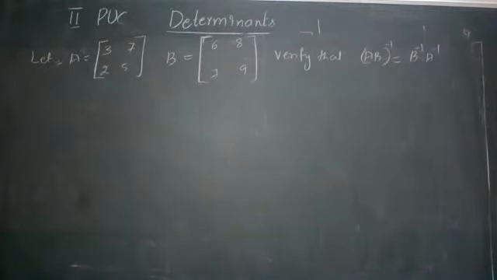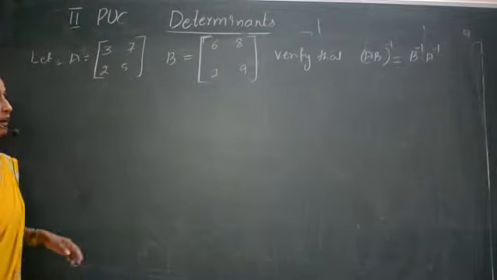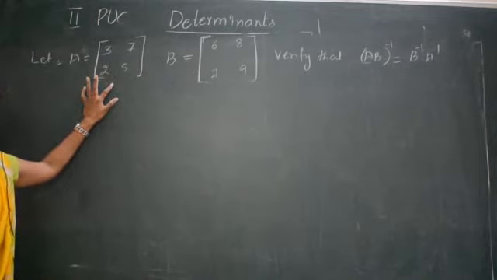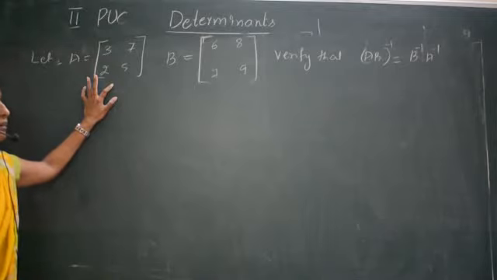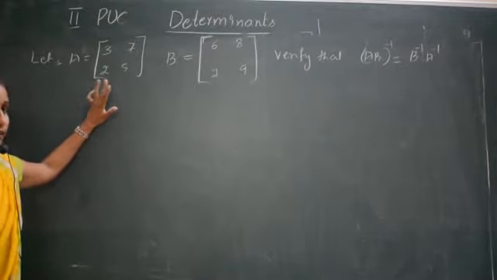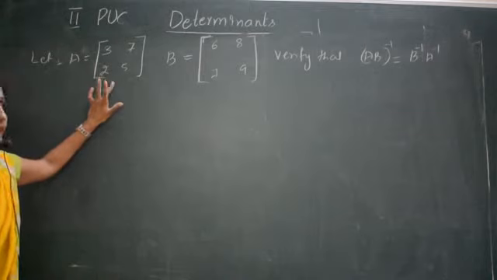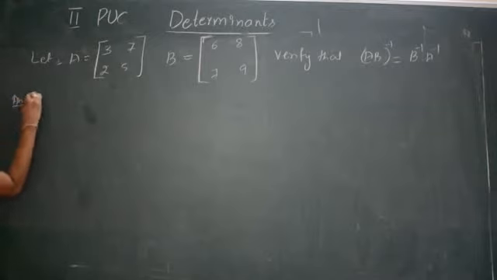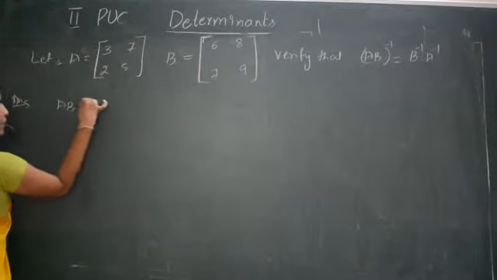So how to prove this, (AB) inverse equals B inverse A inverse? First we have to calculate AB, the product of A and B, then their inverses by finding the cofactors. After finding the inverse, we have to find the determinant of AB, then the inverse of AB, then inverse of B, then inverse of A. That we have to calculate. So first we calculate what is AB. A into B.